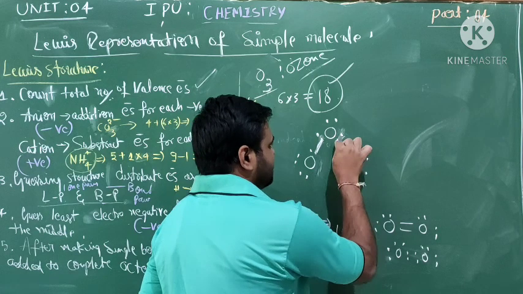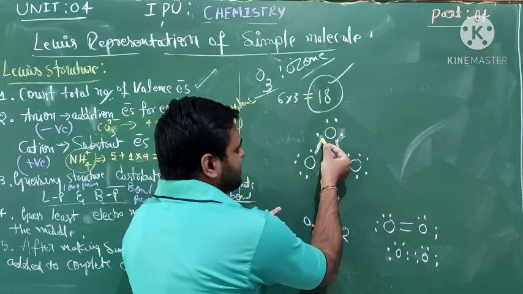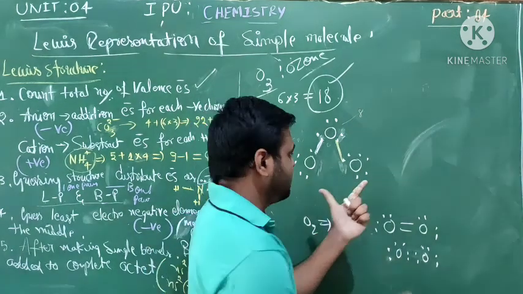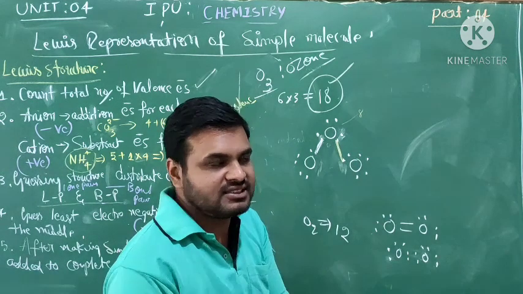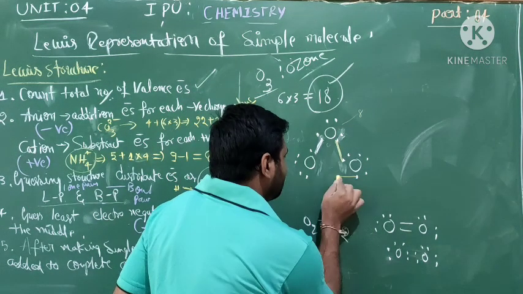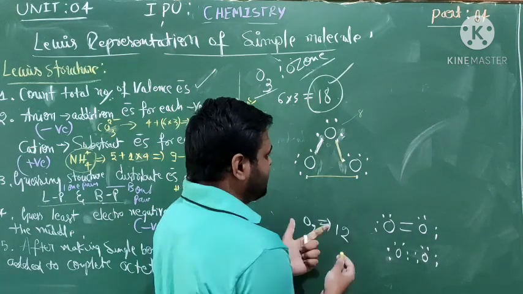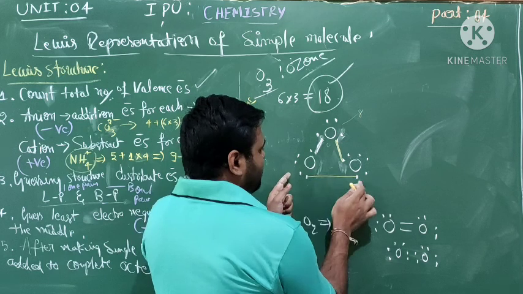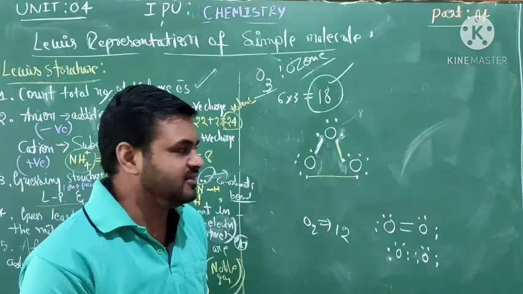First count the middle one: 1, 2, 3, 4, 5, 6, 7, 8. This is 8. But what about this one? 1, 2, 3, 4, 5, 6, 7. Do not consider this one; only the sharing of bond electrons you consider. It has 7 but needs one more electron, so it shares with another atom. Now count: 1, 2, 3, 4, 5, 6, 7, 8, and in this atom also 8. But you may think this is the structure of ozone, but it is not.